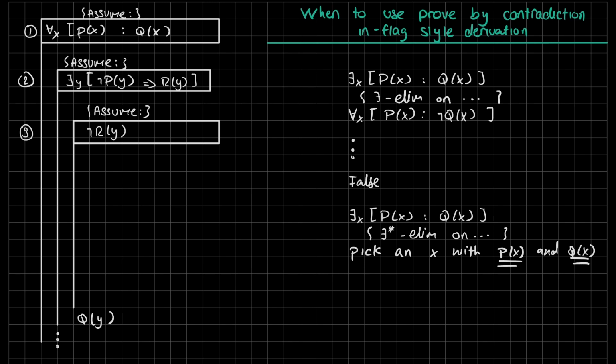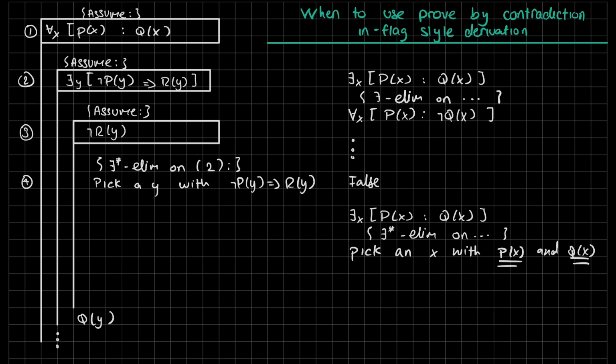So we're going to use, let's write the hint. Remember, this is the alternative elimination method on line 2. So our line number 4 is going to be pick y with not P of y implies R of y. And now if you look, we have our three assumptions still, and we have derived not P of y implies R of y.